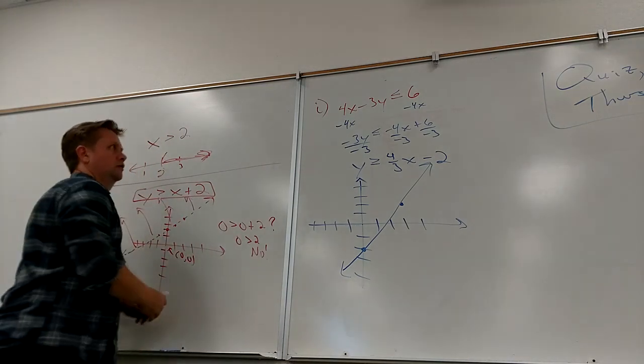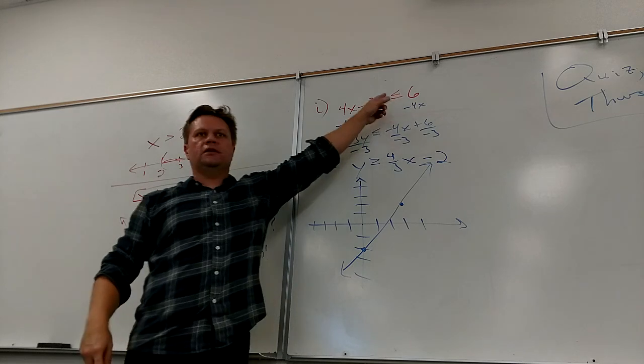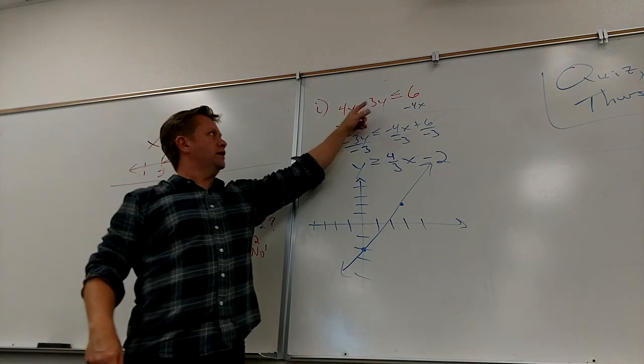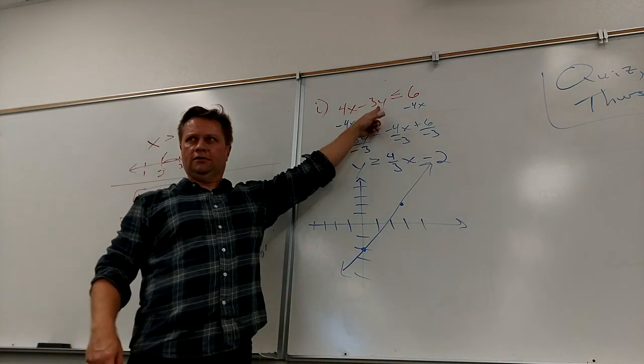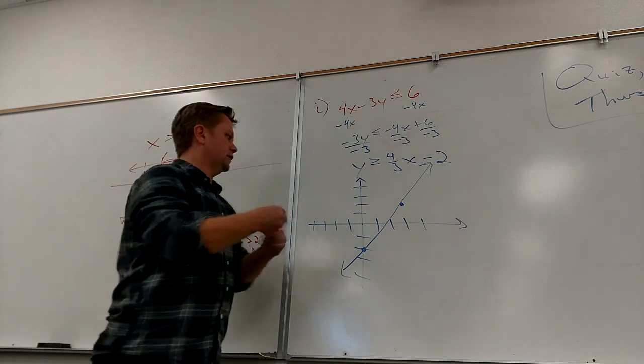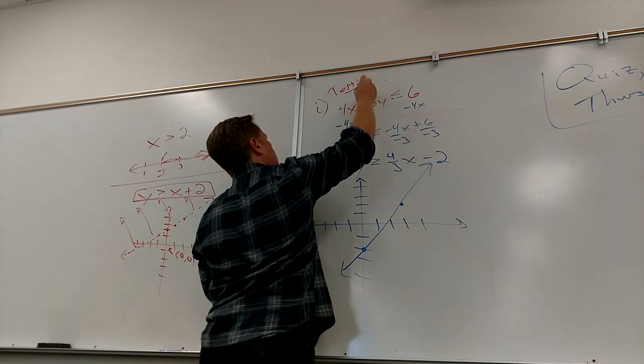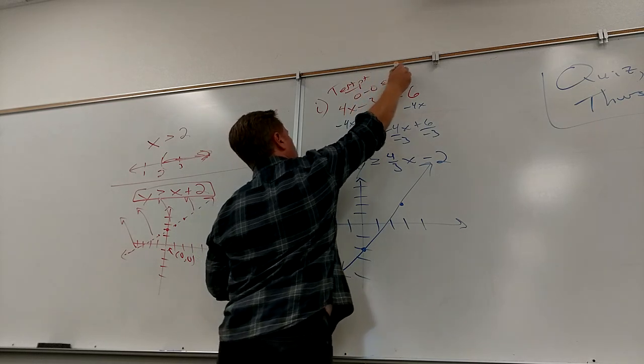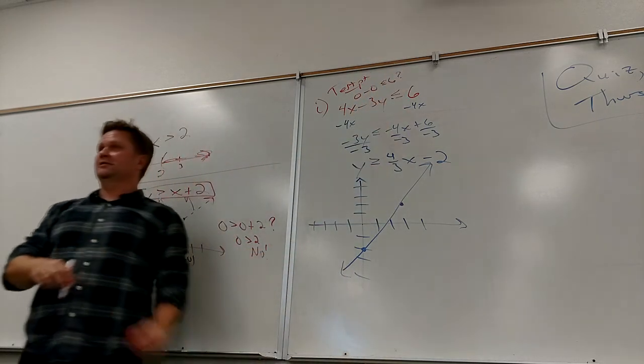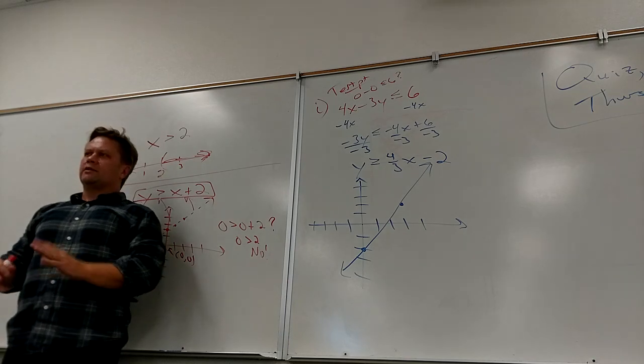Test 0, 0. Very often it's easier to put it in the first thing. Watch. This will be 0 minus 0. Is 0 less than or equal to 6? So we call that a test point. 0 minus 0 less than or equal to 6. Yes.